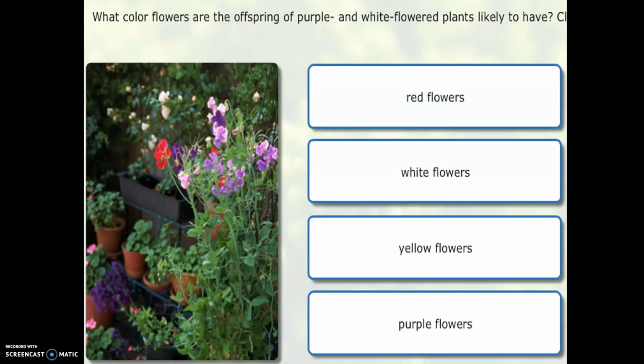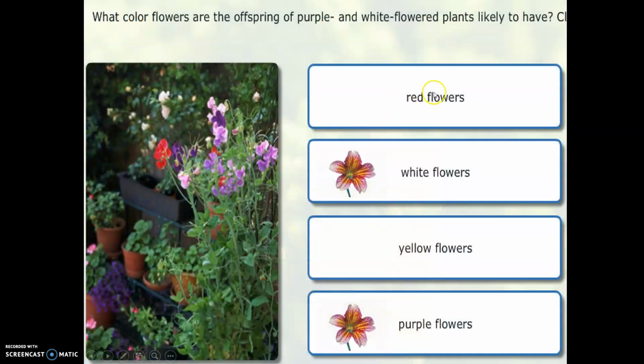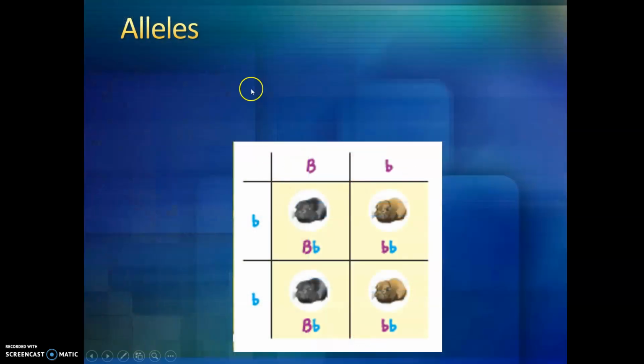What color flowers are the offspring of purple and white flowered plants likely to have? Purple flowers and white flowers. They're not likely to have red because red was never introduced, and they're not likely to have yellow because yellow wasn't a part of the choice either.